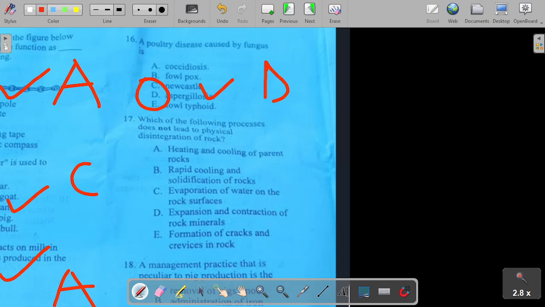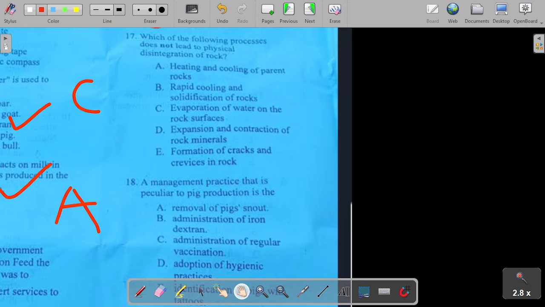17, which of the following processes does not lead to physical disintegration of rock? Water can split rock into two. Heating and cooling of parent rock possible. Rapid cooling, yes. Evaporation of water on the rock surface, no. That has no effect at all. Zero effect. C. Number 18.